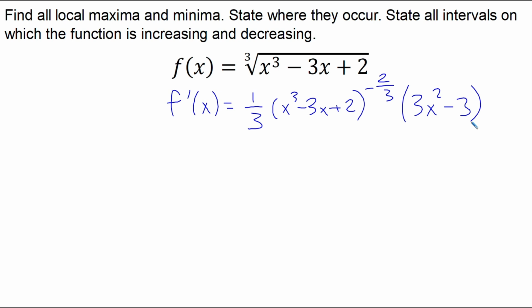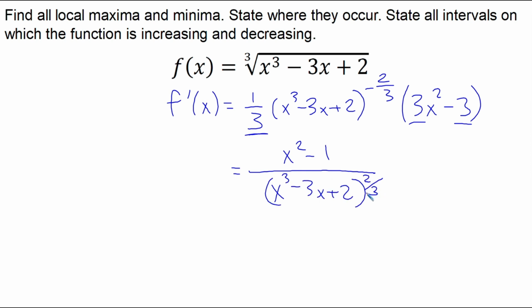So when I drop that down to the denominator, I can see that the 3x squared minus the 3 and the 1/3 here, those 3's can all cancel out. So we just end up with x squared minus 1 over x cubed minus 3x plus 2 to the power of 2/3. And so we should be able to tell pretty quickly that the numerator is equal to 0. So f prime of x equals 0 if x squared minus 1 equals 0. Well, x squared minus 1 equals 0 when x is plus or minus 1. So there's 2 critical values.